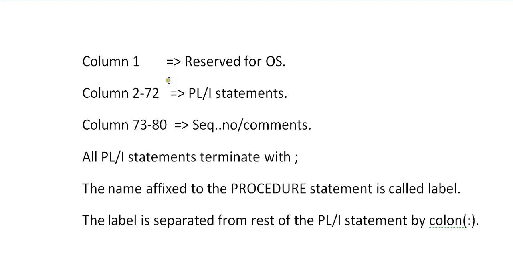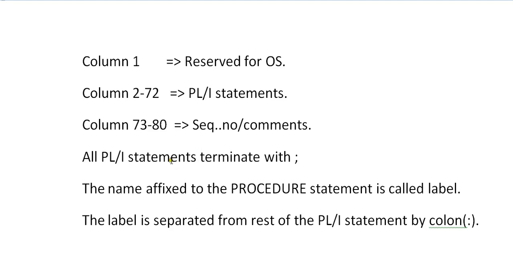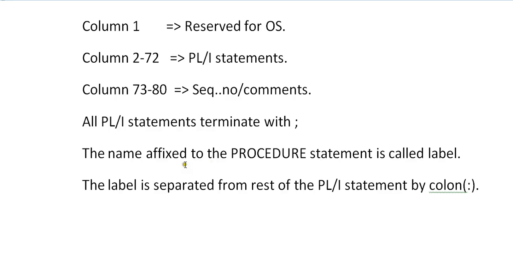So far you can understand these are the coding formats and rules you need to make sure of: column 1 is reserved for the operating system, columns 2 to 72 are where you can write your PL/1 statements, and 73 to 80 are left for sequence numbers or comments. All PL/1 statements terminate with a semicolon, and the name affixed to the procedure statement is called a label. The label is separated from the rest of the PL/1 statement by a colon.